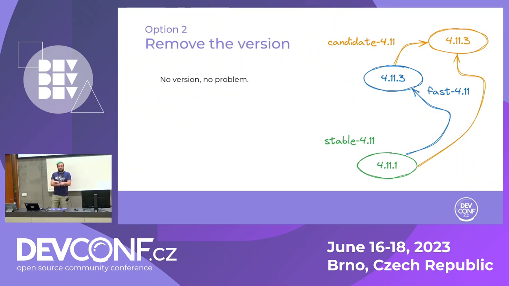So we can just pretend the version was never there. We just remove the thing from either the whole graph or just from the channel. There's no buggy version. We pretend it doesn't exist. We have no problem. Nobody will see it.